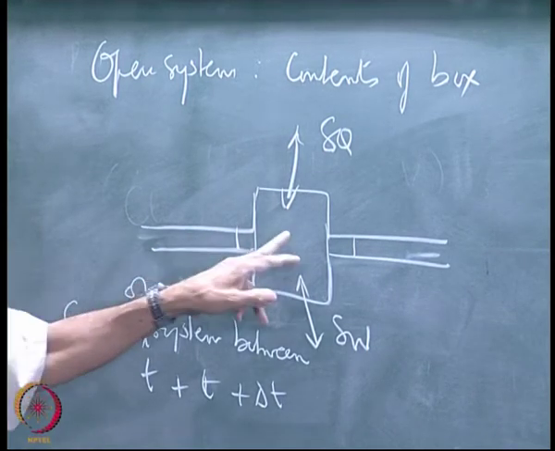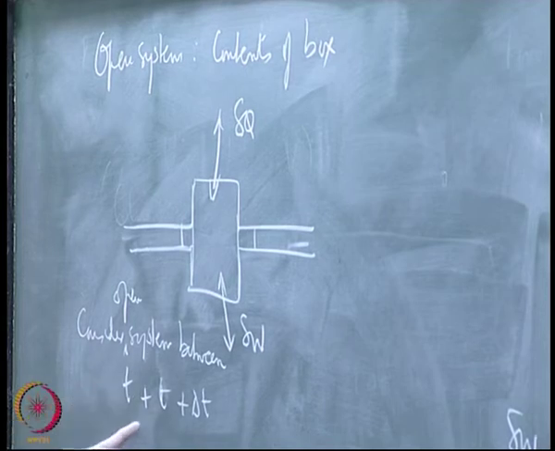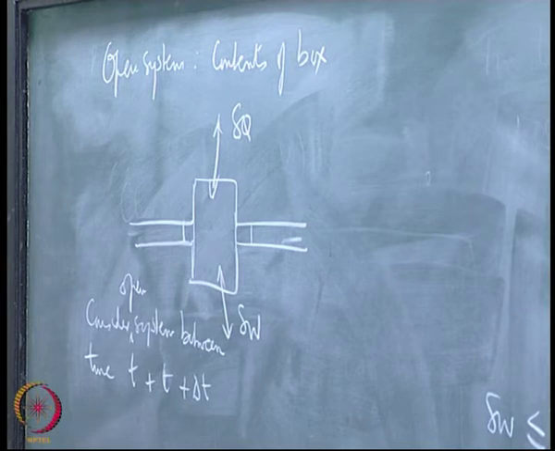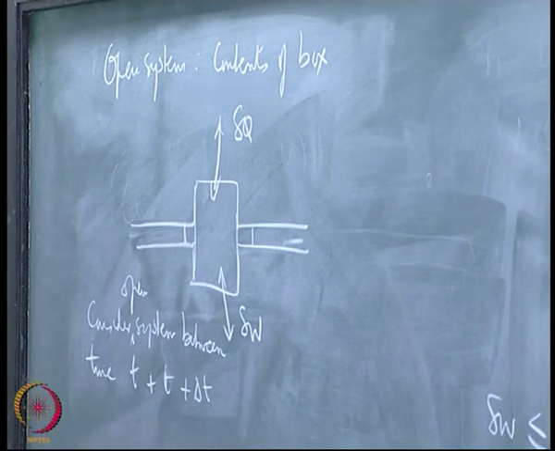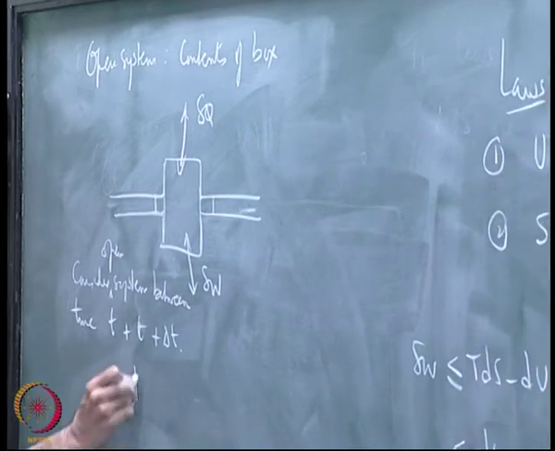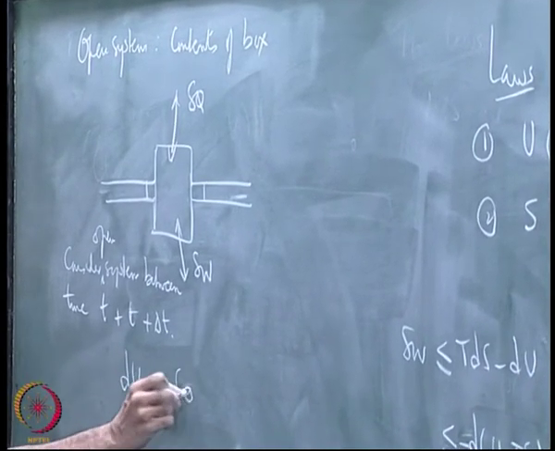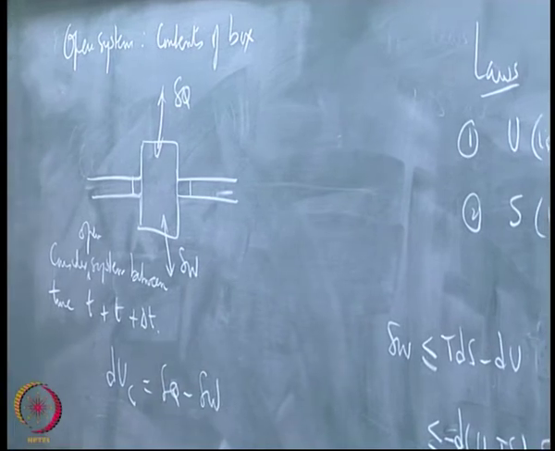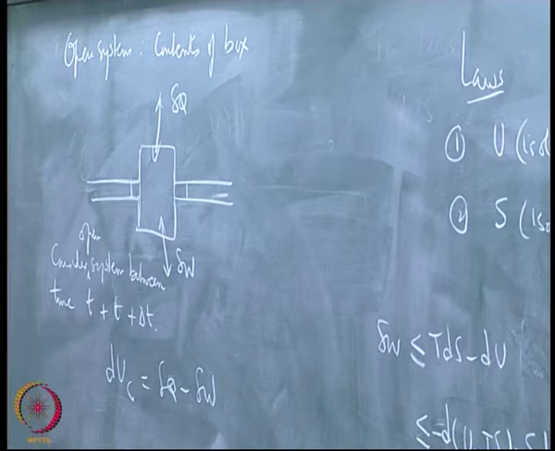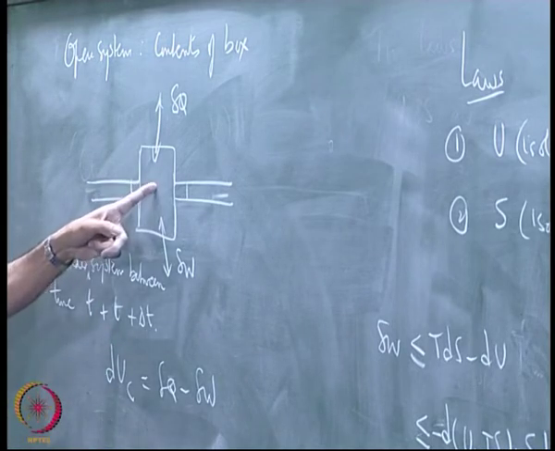Now I consider this open system between time t and t plus delta t. I will write time here. This is dU. What I want to do is to calculate dU. I know dU for the closed system is equal to delta Q minus delta W. When I write C here, it is closed system. This I already know. I want to relate this closed system dU to the open system.